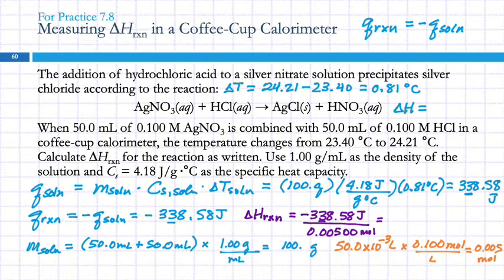Negative 338.58 divided by 0.005. Negative 67716 joules per mole. Well, that would probably be best expressed in kilojoules, which would be, and we've got 2 sig figs, so negative 68 kilojoules for every mole of reactant.